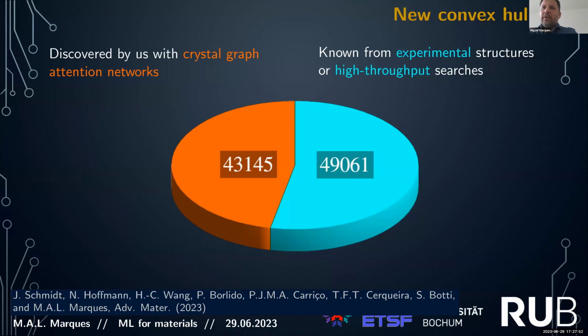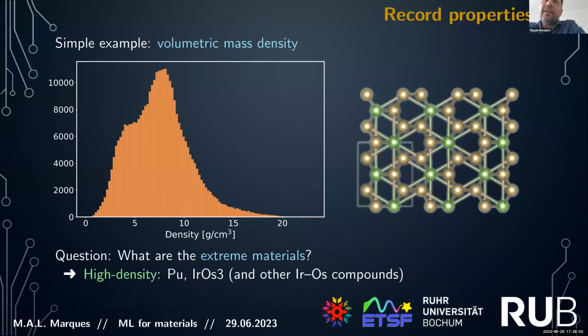Now, why do I want all this data? That's maybe the most important question, right? I told you that I want to print histograms of material properties to start. For you to see what I mean, I put here a very simple example. This is the histogram of the stable materials, or close to stable materials, that we have, of the volumetric mass density. So how dense a compound is.